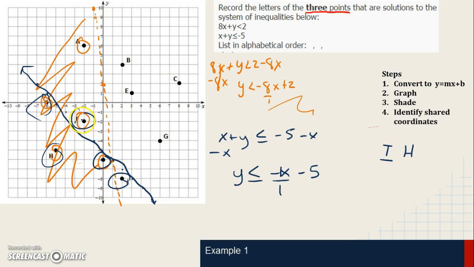F has an orange circle. It should not have a blue circle because it's up above. And then we have over here D, which has an orange and a blue circle. My bad. So we'll just go ahead and erase the blue circle.